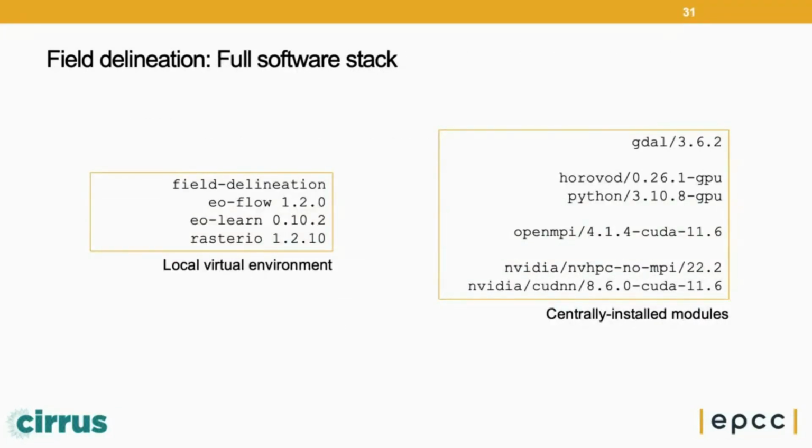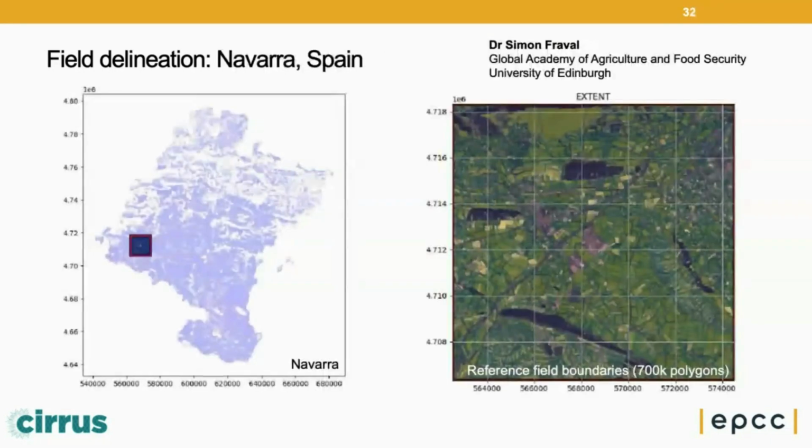So we have a local environment which the user had set up, and then this will be linked to the centrally installed modules, specifically the Horovod 0.26.1 GPU module. And so the user did this, and they were interested in particular in a region in Spain called Navarra, which is in the north of Spain.